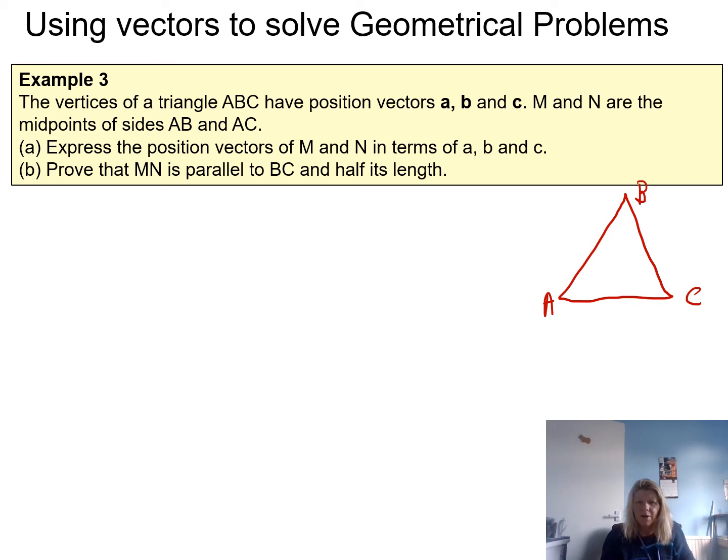Have position vectors A, B, C. M and N are the midpoints of A to B and A to C. So M and N.